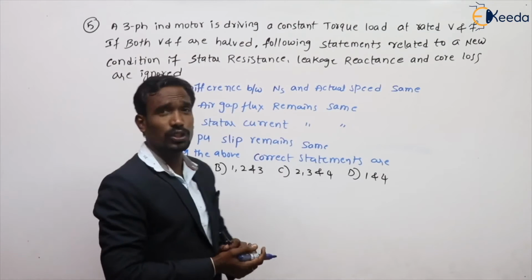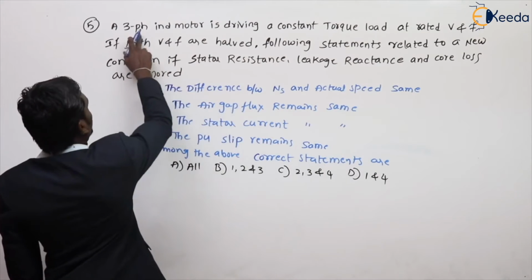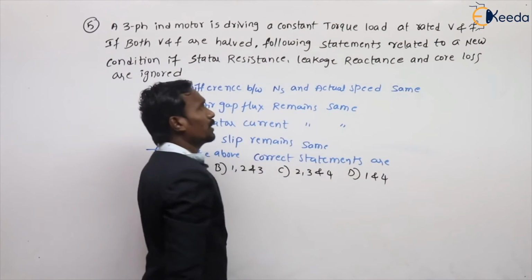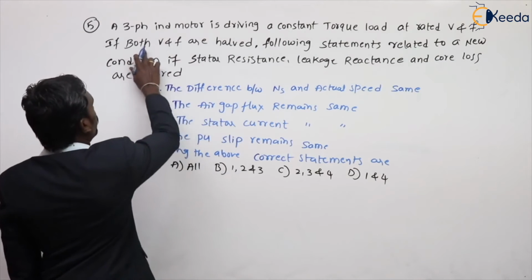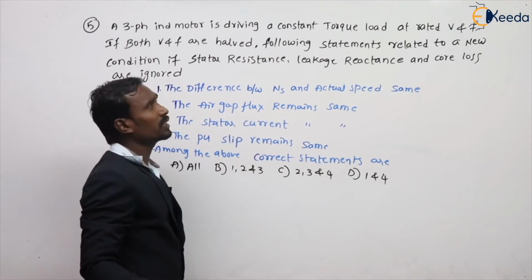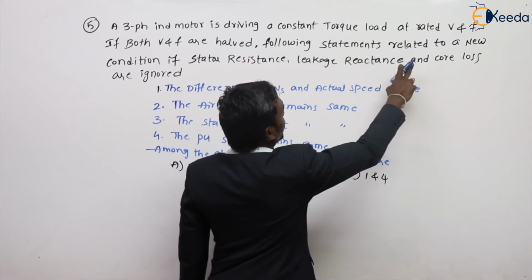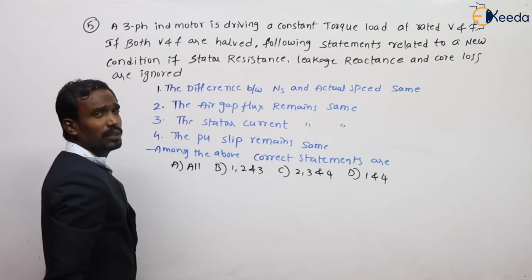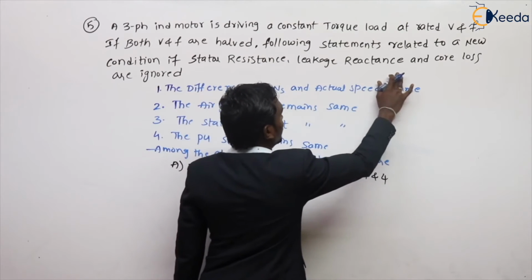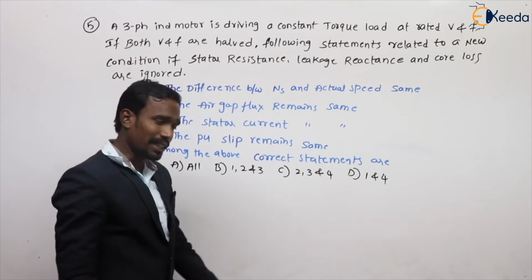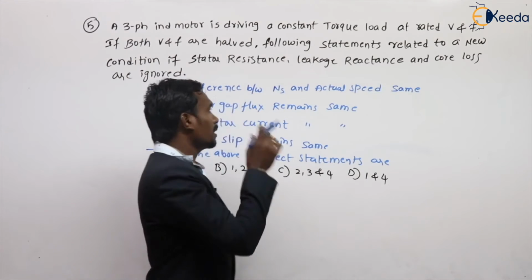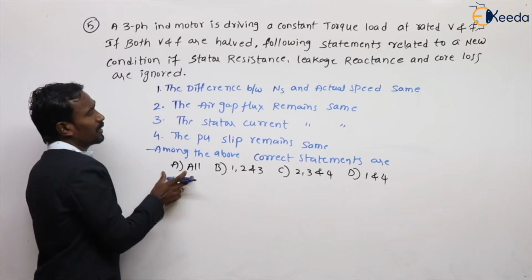See this question. A three-phase induction motor is driving a constant torque load at rated voltage and frequency. If both voltage and frequency are halved, what happens here? Voltage and frequency are halved. Following statements are related to the new condition, if stator resistance, leakage reactance and core losses are ignored. Then tell me which of the following statements is the correct answer.